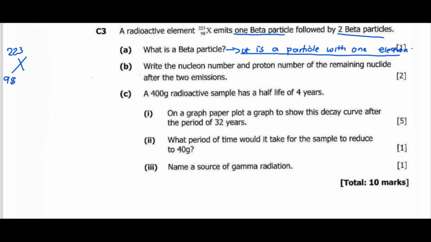X with 223 and 98. So what happens if it emits a beta particle? We know that the mass number will remain the same, so we're going to have 223. Then the atomic number will increase by 1, so we'll say this is our Y plus the nuclide for beta.